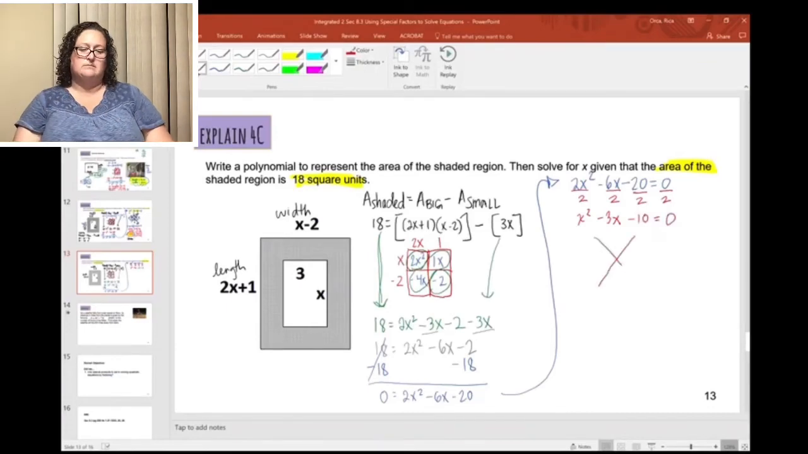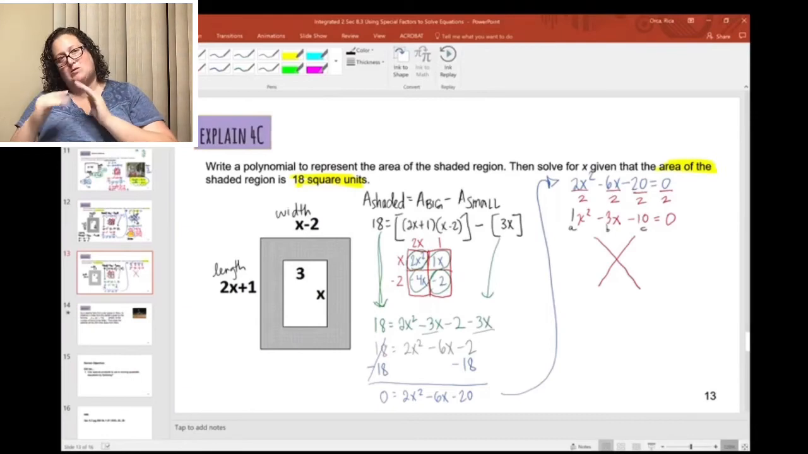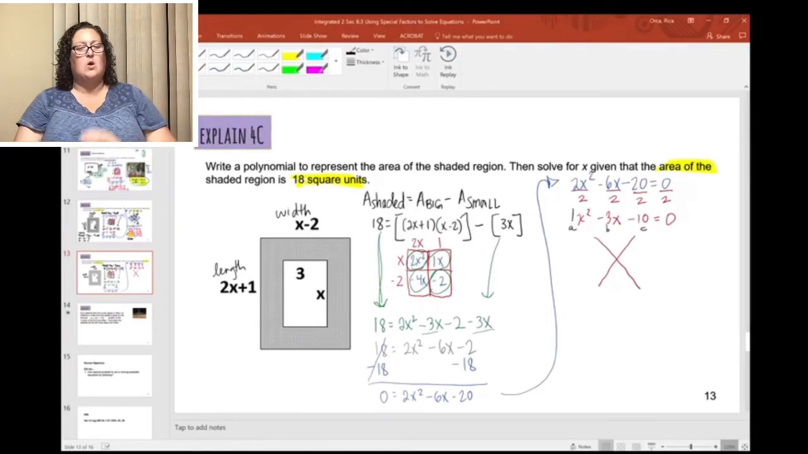Use the x method. A is 1, B is negative 3, C is negative 10. So negative 10 times 1 is negative 10, and negative 3 is going to go at the bottom. Now we need to think of two numbers that will multiply to negative 10, but will add up to negative 3. I'll give you a few seconds to think about it.